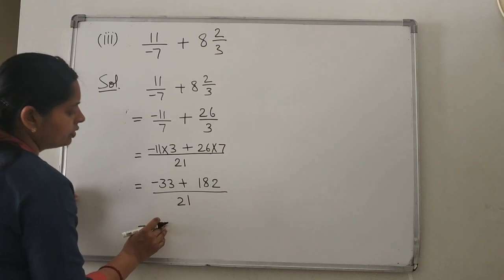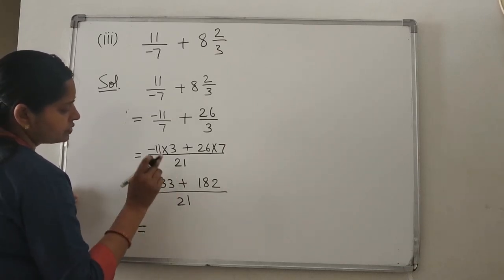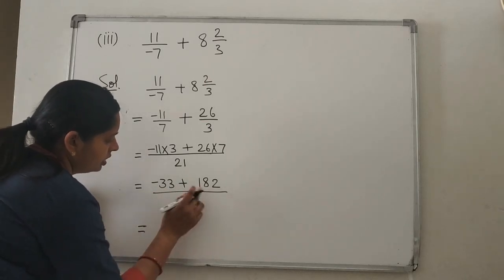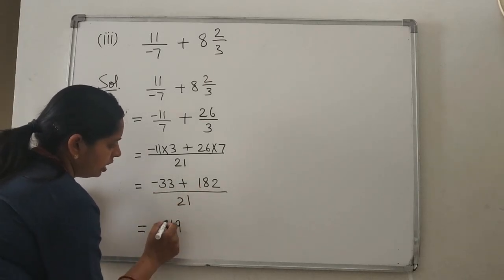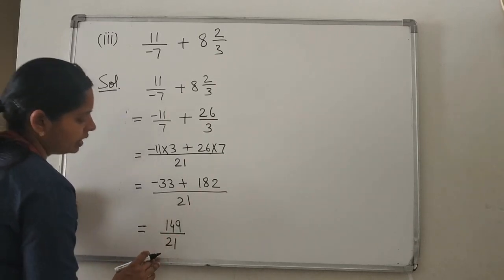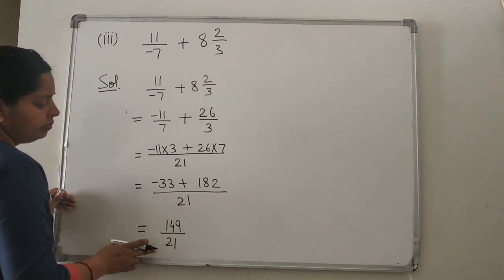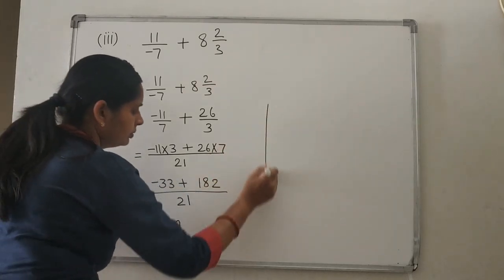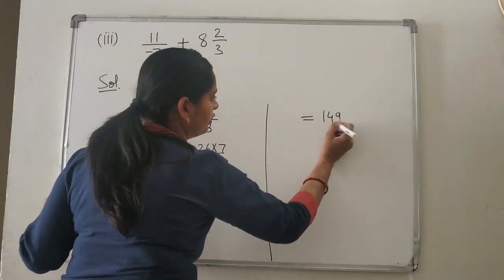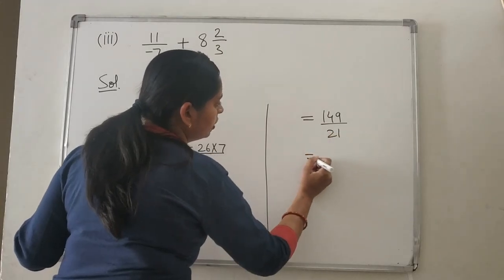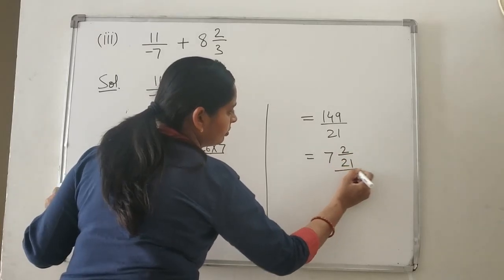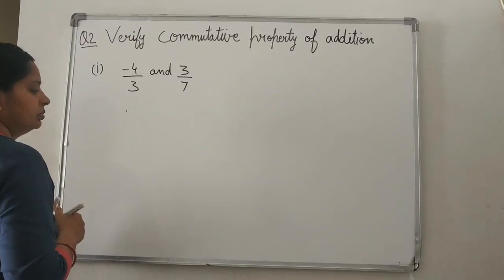Now you have to see, minus 33 plus 182 will give you how much? You have to subtract: 12 minus 3, 9; 7 minus 3, 4; and 1 with positive sign upon 21. It can't be cancelled down, but the answer is improper. So we'll write the answer in mixed form. So you'll get 149 upon 21 is equal to 7 and 2 will be left upon 21. 7 2 by 21. Okay.